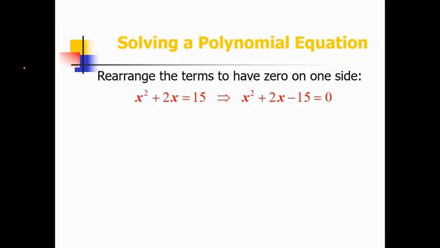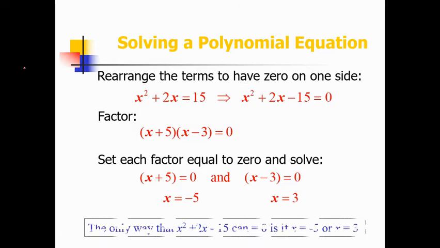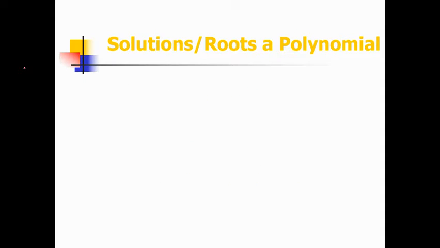But when we set it equal to 0, and we factor it, and each factor, the x plus 5 and the x minus 3, is equal to 0, see how we can set each factor equal to 0 and we solve. Okay, so x is equal to negative 5, x is equal to 3. That's why I'm always talking about remember to take the opposite number out of the factor. Okay, so the only way that x squared plus 2x minus 15 can equal 0 is if x is equal to negative 5 or x is equal to 3.